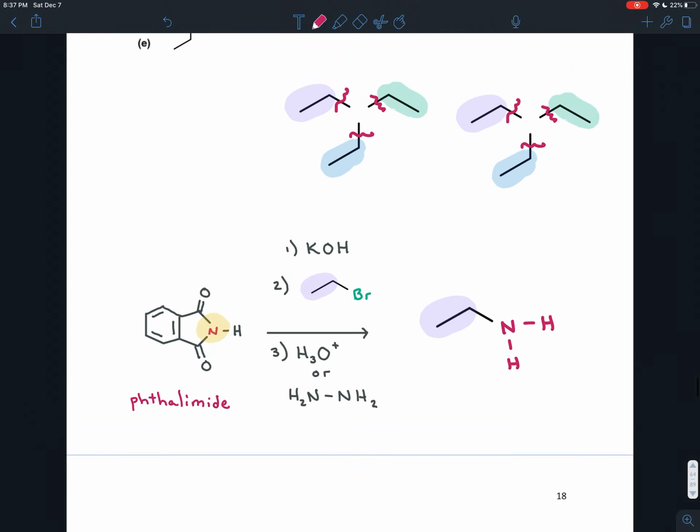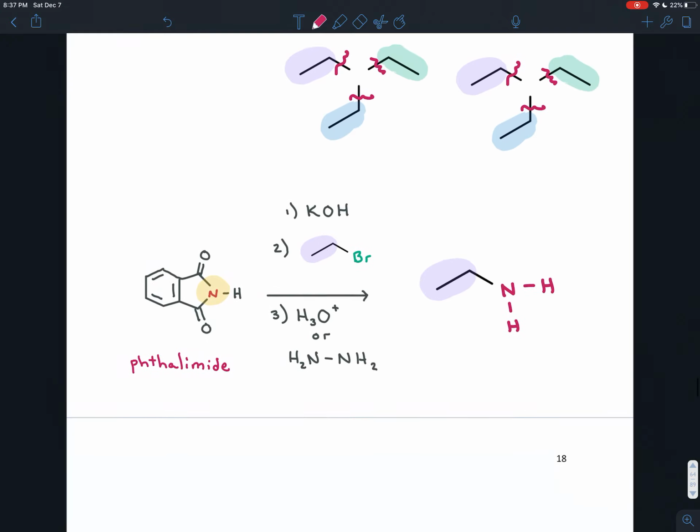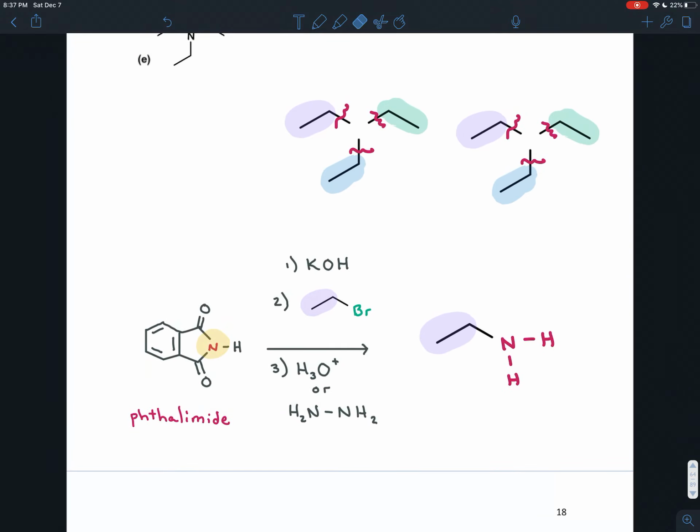Okay, so that will be our first procedure. We create that primary amine. So that's how we're going to attach this purple group. Now let's think about the other groups.